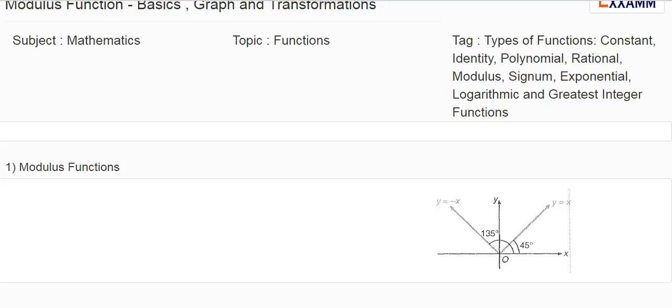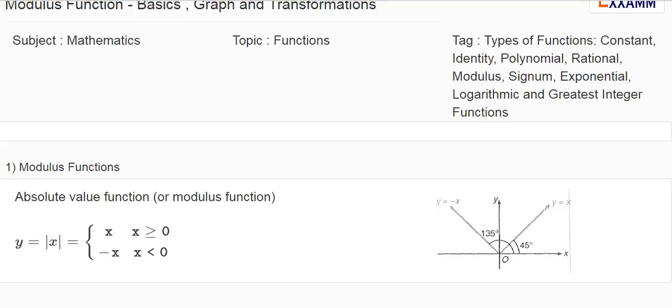As per the definition of the modulus function, if y is equal to modulus of x, then it is equal to x if x is greater than or equal to 0, and minus x if x is less than or equal to 0. So this is the definition of modulus x.